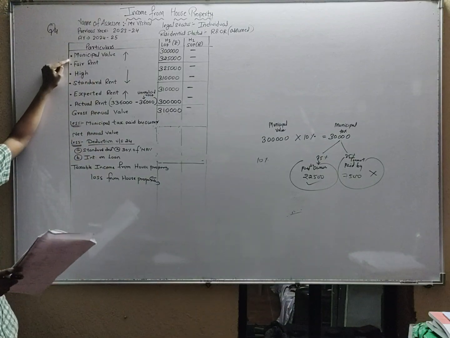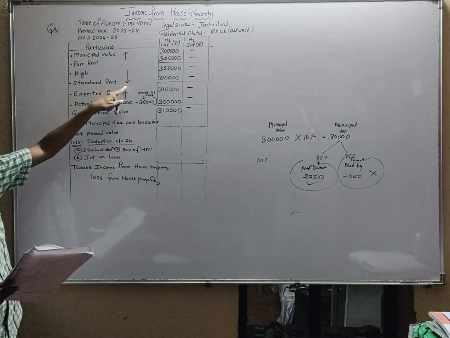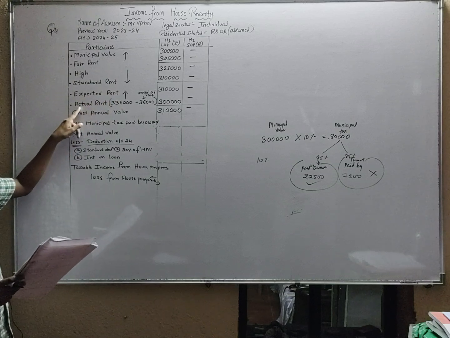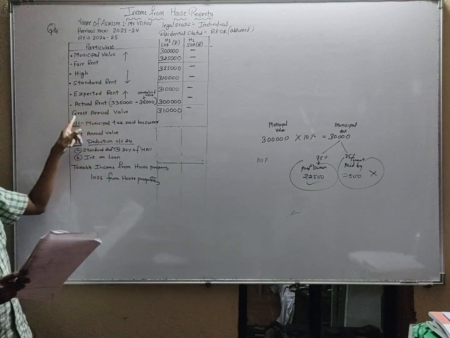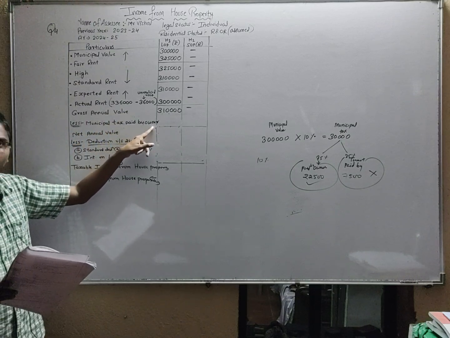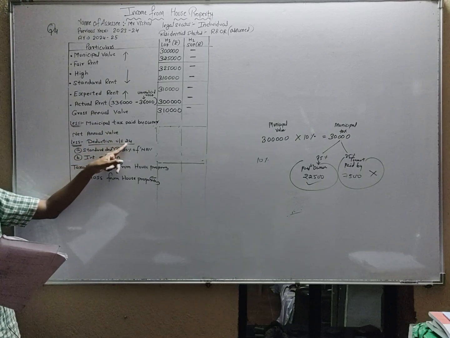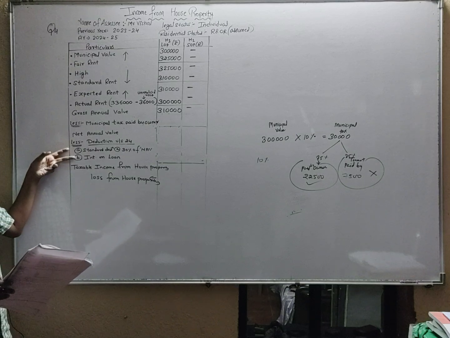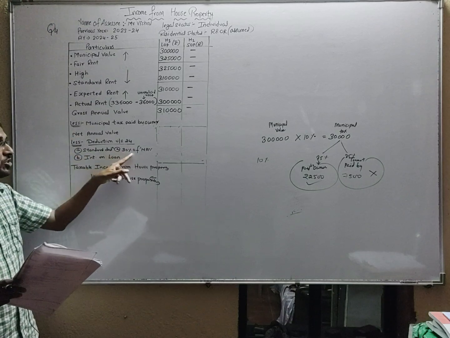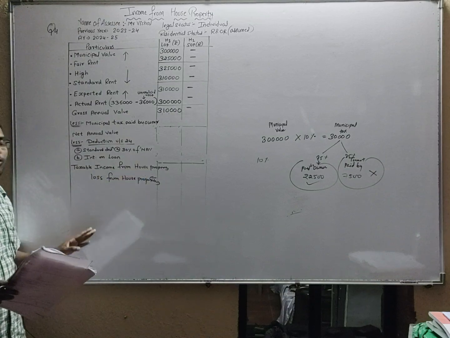Now see the format. Municipal value or fair rent, whichever is high, and standard rent, whichever is low. Between these two, whatever is low will become the expected rent. Expected rent and actual rent, whichever is high, will become the gross annual value. From gross annual value we have to minus the municipal tax paid by the owner. We will get the net annual value. From net annual value we have to minus deductions under section 24. You will get two deductions under section 24: standard deduction at 30% of NAV, and interest on loan. Finally you will get the taxable income from house property.